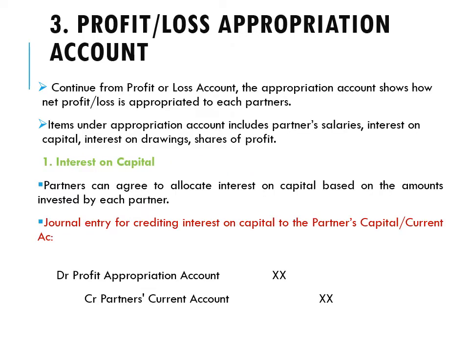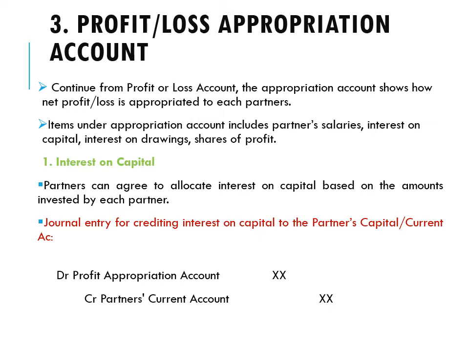The third account in the partnership is the profit or loss appropriation account. The profit or loss appropriation account is an account continued from the profit or loss account or the income statement in the partnership. This account is used to show how net profit or loss is appropriated or allocated to each partner. Items under the appropriation account include the partners' salaries, interest on capital, interest on drawings, or share of profit or loss.